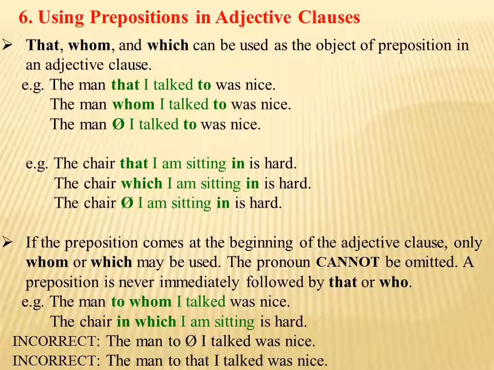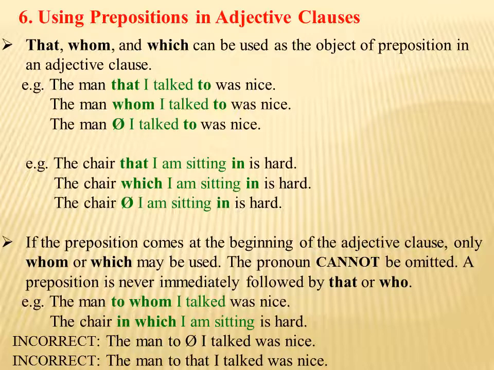Example, the man to whom I talked was nice. We have the preposition to that is followed by whom. The chair in which I am sitting is hard. Again, the preposition that comes at the beginning of the adjective clause is followed by which.